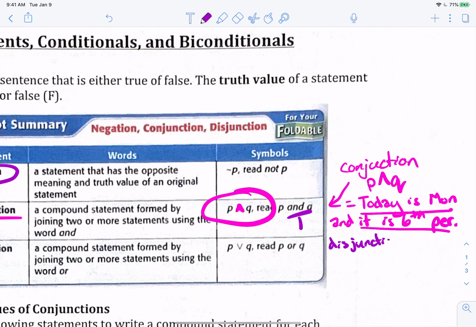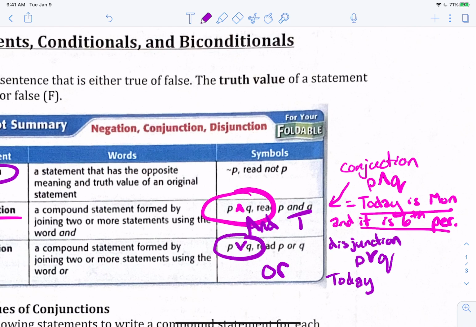Now this next one is a disjunction. The symbol that's in between the P and the Q is a V, which stands for "or." I'm going to write that over here. This guy is "and," so "and" versus "or." A disjunction is "or." So this would read P or Q: "Today is Monday or it is sixth period." It's both, so it's double true, right?